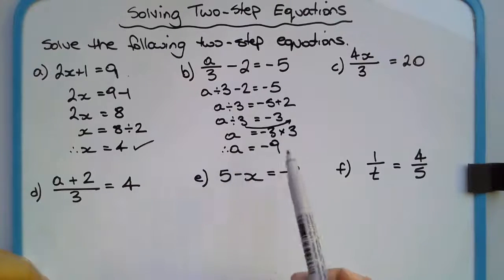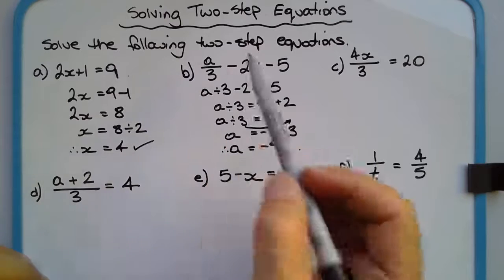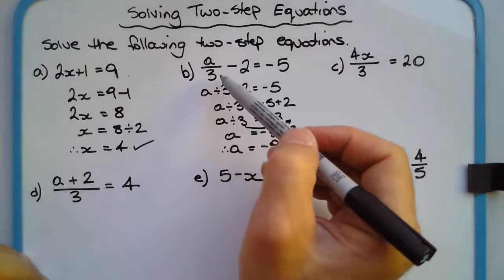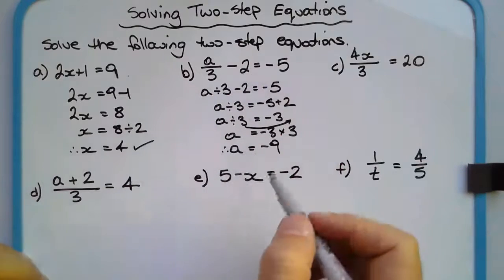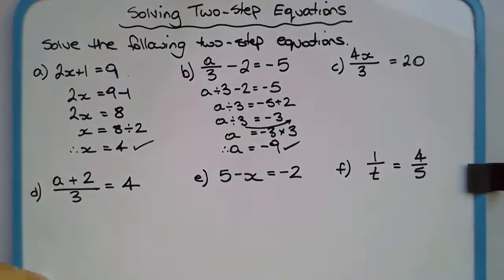Let's see if this actually works. If you go back to the original equation, negative 9 divided by 3 is negative 3. Negative 3 minus 2 is negative 5. So we're all good there.